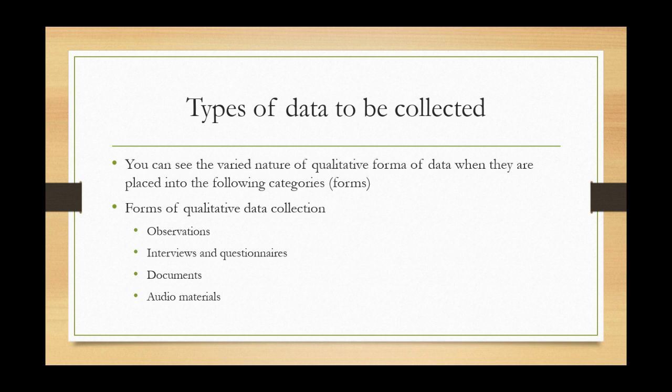And then let's discuss the types of data to be collected. Another aspect of qualitative data collection is to identify the types of data that will address the research questions. Thus, it is important to become familiar with the research questions and the topics, and to review them before you decide on the types of qualitative data that you will collect.